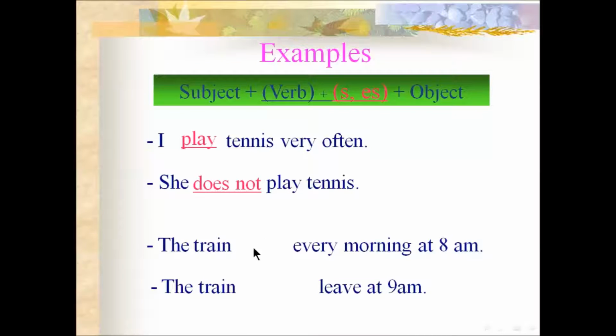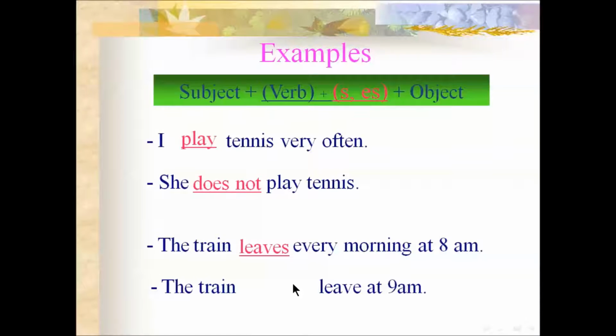We said that when the subject is a third person singular, the verb needs an s. So it takes an s at the end of the verb. Now let's check together. You can fill in any word here. The train leaves every morning at 8 o'clock. You see that the word leaves has an s at the end of the verb.